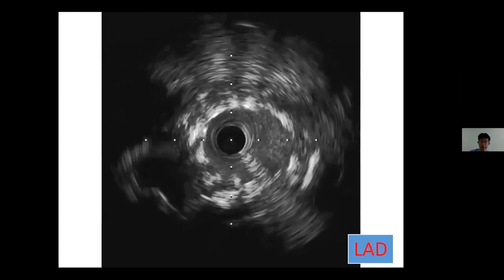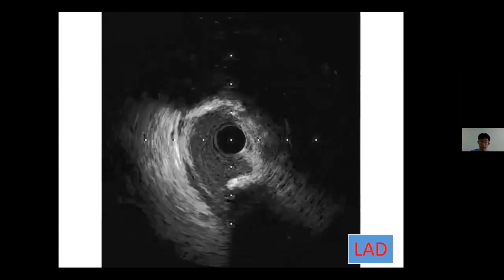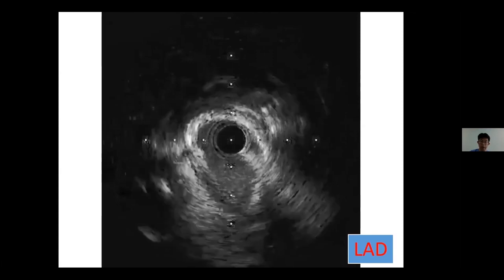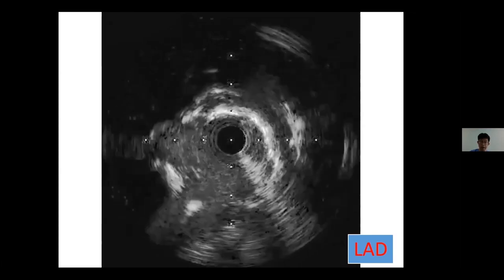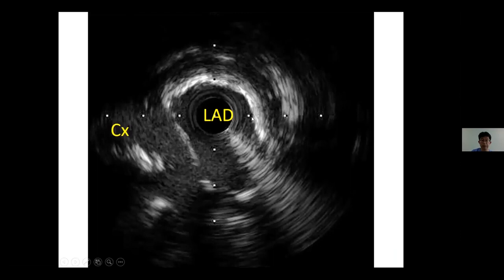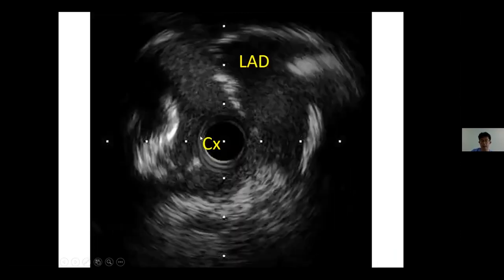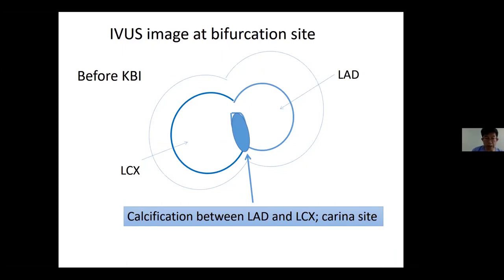This is the LAD with severe calcification, and the circumflex coming from 8 o'clock. Between the circumflex and the LAD, there is a severe calcification, same image. This is a schema of IVUS imaging at the bifurcation site. Between the circumflex and the LAD, the calcification is at the carina site.